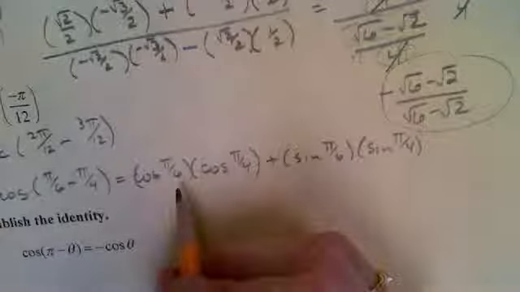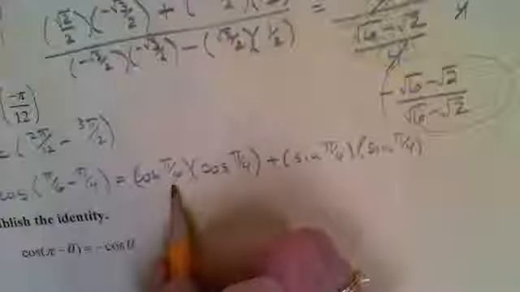Because I have the minus sign, I have to use plus the sine of the first angle and the sine of the second. And so when I do that and simplify that, cosine of pi over 6 would be radical 3 over 2. Cosine of pi over 4 would be radical 2 over 2. Plus sine would be 1/2 times radical 2 over 2. So I get radical 6 plus radical 2 all over 4.